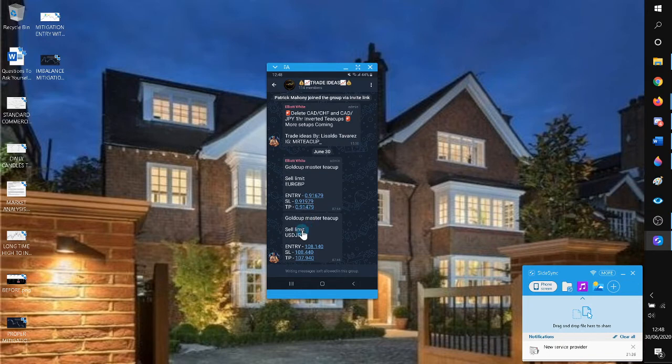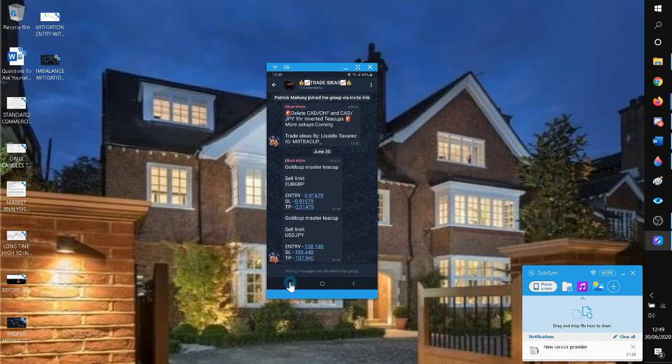There's also a sell limit on USD JPY. USD JPY is literally United States dollar against Japanese yen. This one here is the euro against the Great British pound. And this UJ1 says the entry is this, stop loss is this, and the take profit is this.